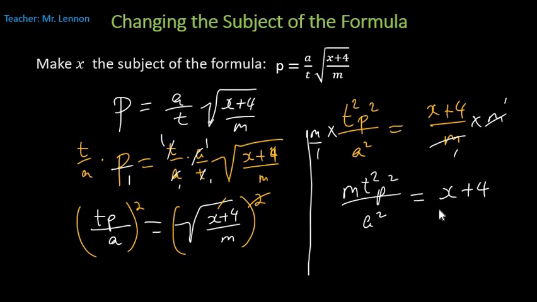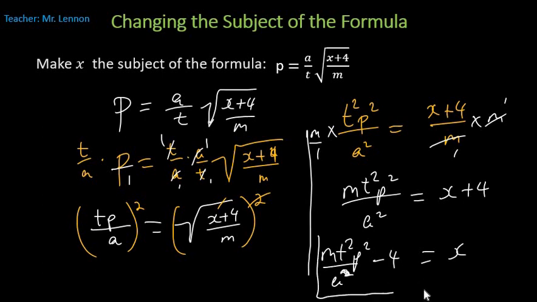What is our next step? Our next step is to remove the 4. Remember, our goal is to isolate x. So we need to subtract 4 from both sides. Because we're adding 4 to x, to remove it, we subtract 4. Subtracting 4 from this side leaves us with x. And subtracting 4 from this side, we'll have mT squared P squared over A squared minus 4. And we can leave our answer as this because we really have x as the subject here.